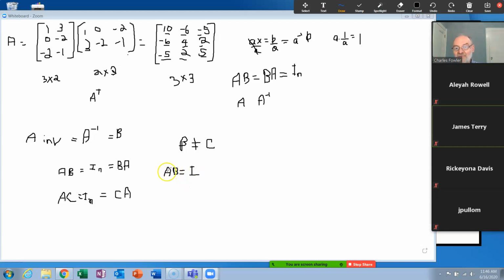A times B is equal to I. Okay. Let's say that we multiply on the left by C. Well, if we multiply on the left by C there, you must multiply on the left by C here. I didn't leave enough room, but that's it. All right. Now we know from here that CA is also equal to I. From down here, we know that's also equal to I. CA is equal to I, and this times B would be equal to C times I.